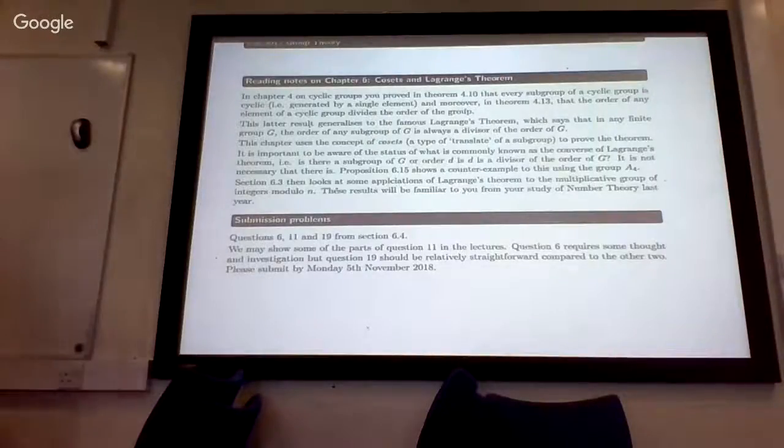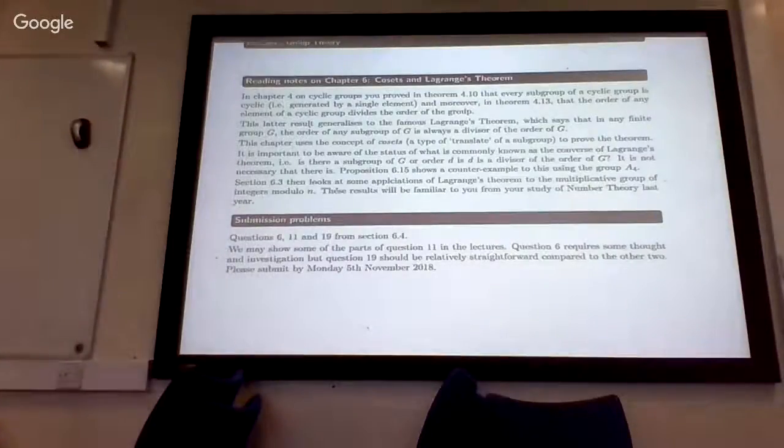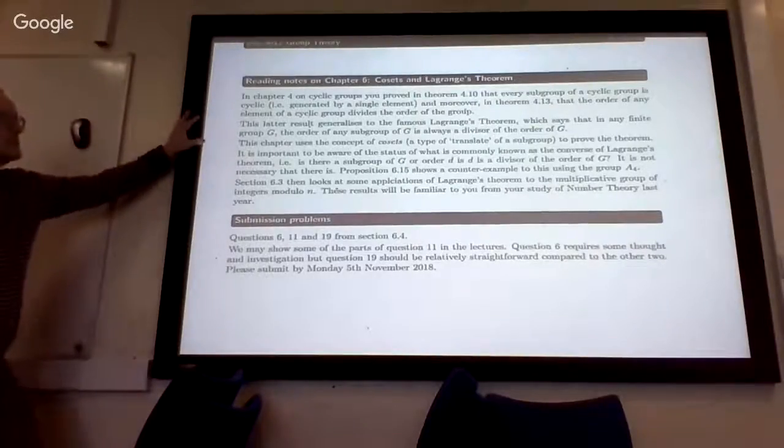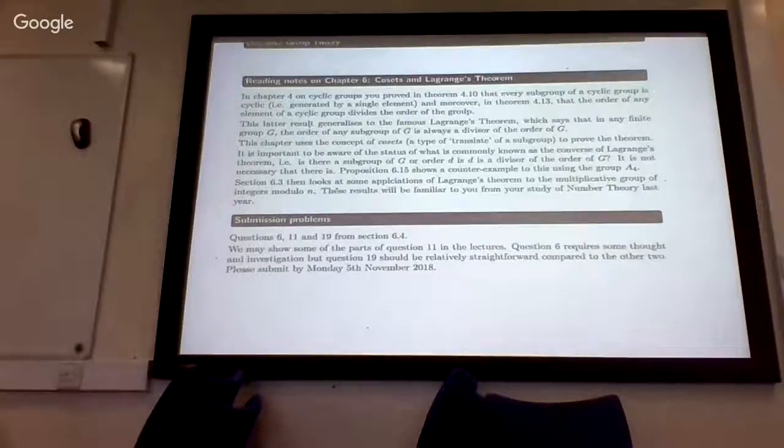So Lagrange's theorem says that in any finite group G, the order of any subgroup of G is always a divisor of the order of G. That's what we're going to be proving in this chapter. And it's not immediately obvious from the group axioms by any means. The group axioms don't talk directly about the size of the group. And this is a striking result about the size of the group. So it's very universal, as to every finite group, every subgroup of that. The size of the subgroup must be a divisor of the size of the containing group.